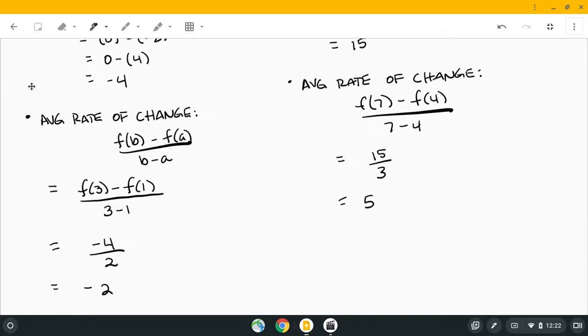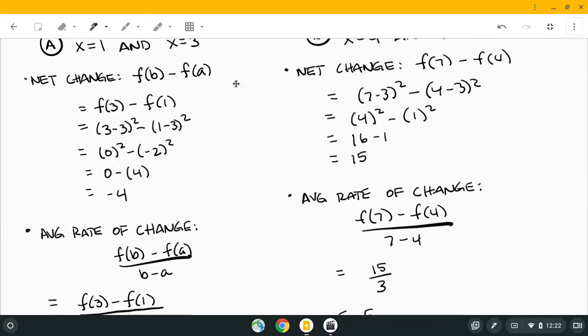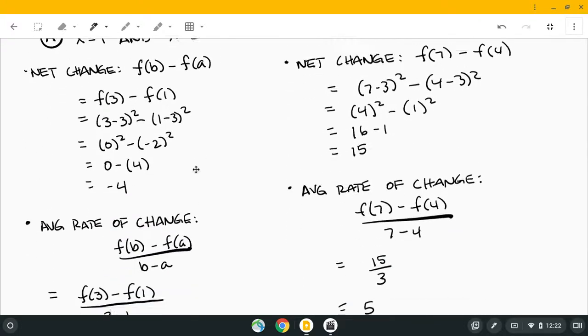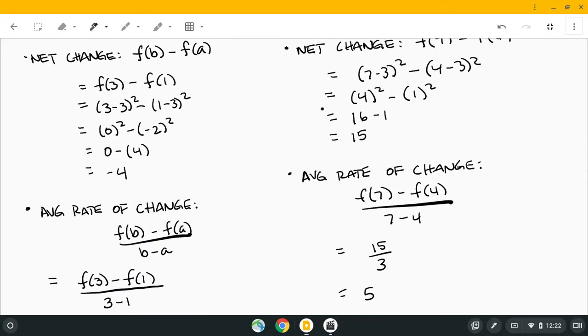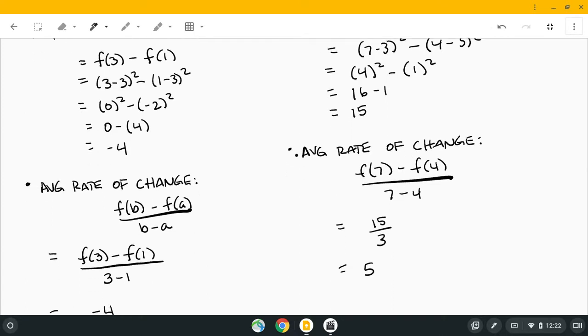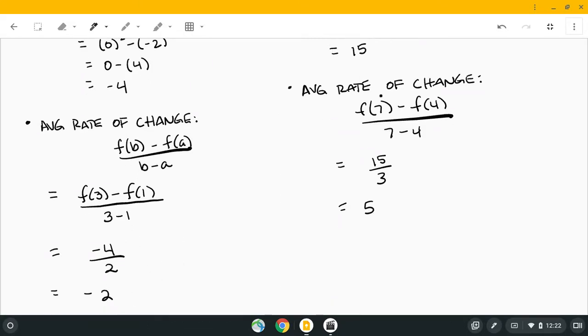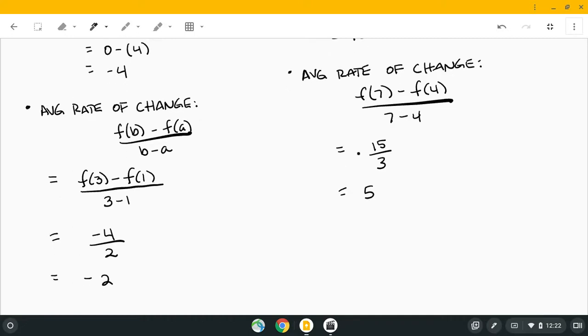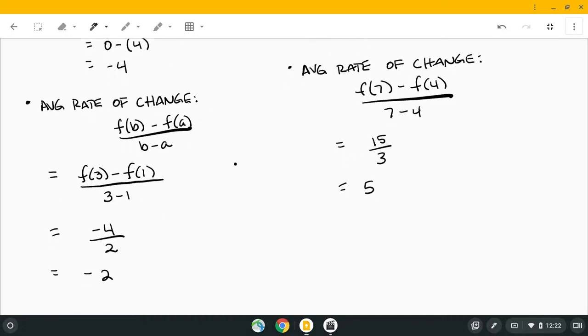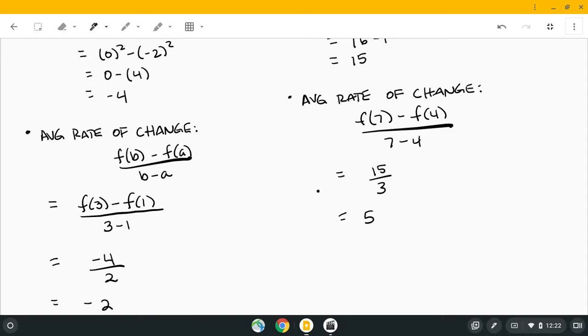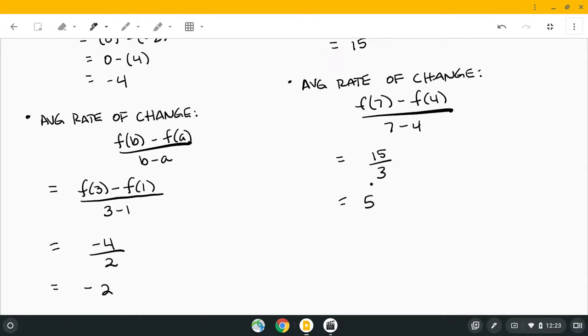All right, excellent. So notice here that we are using the same function, but here we get a net change of negative, and here we get a net change of positive. And over here, we get an average rate of change that's negative and an average rate of change that is positive. So when you're getting these negative results here, that means that it's decreasing. And over here, when you're getting these positive results, that means it's increasing.